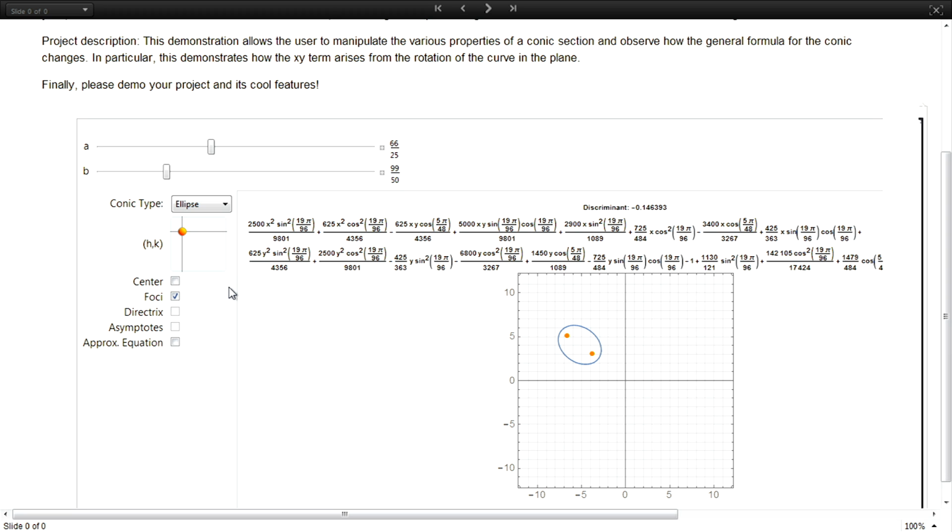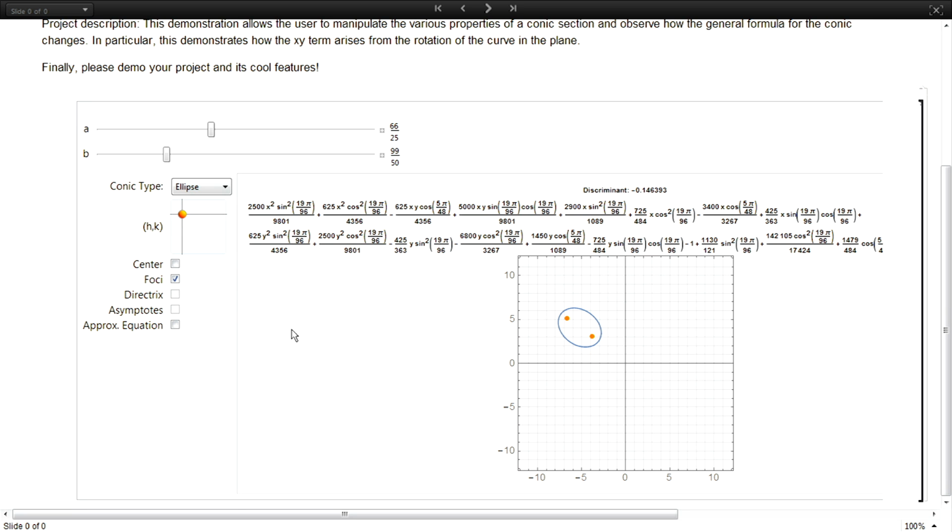And in particular, I was interested in looking at how you can rotate conics in the plane and how that influences the equation for it, and you get this xy term that shows up. As a student, I could read about this in a book and see, okay, this is where the rotation comes from. But actually seeing how that changed as I manipulated the thing, I just thought that was really interesting and gave me a somewhat better intuition of how these things work.